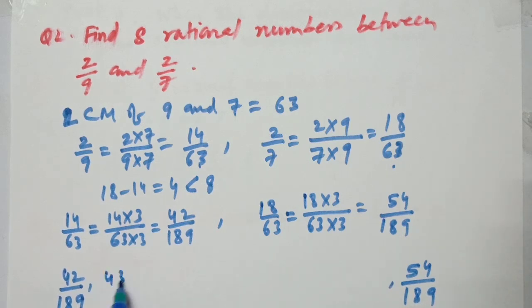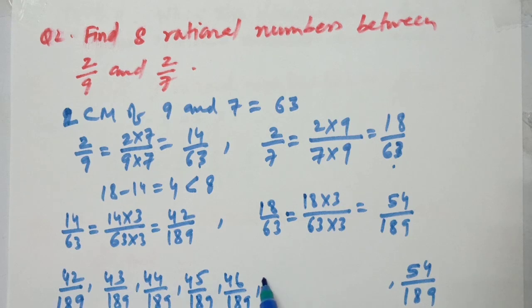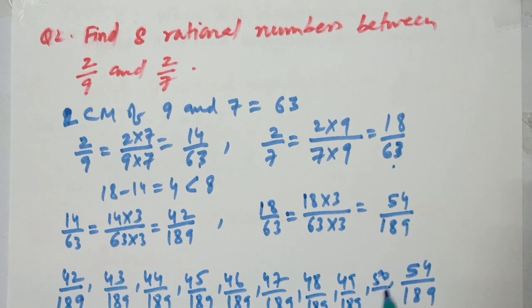So 43 by 189, 44 by 189, 45 by 189, 46 by 189, 47 by 189, 48 by 189, 49 by 189, and 50 by 189. So 1, 2, 3, 4, 5, 6, 7, 8. 8 numbers between these two.